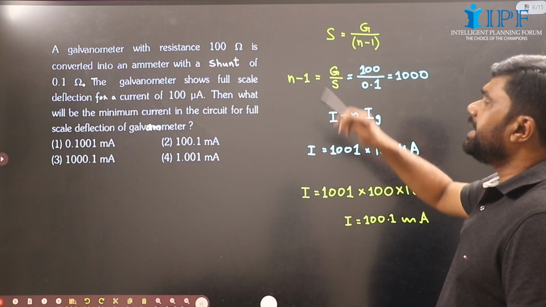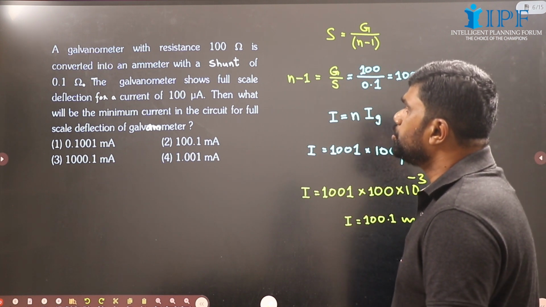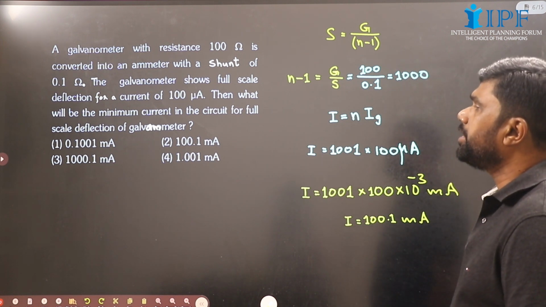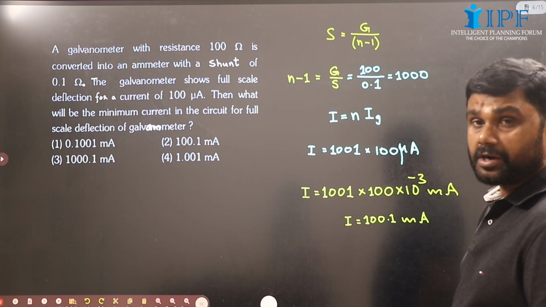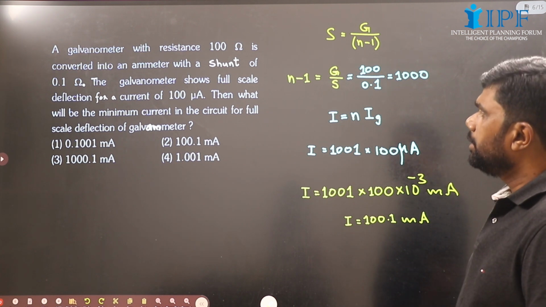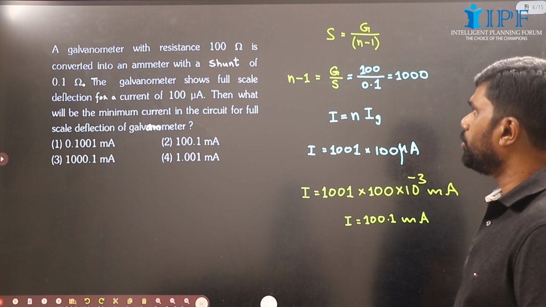Okay. A galvanometer with a resistance 100 ohm is converted into an ammeter with a shunt of 0.1 ohm. The galvanometer shows full scale deflection for a current of 100 microampere. Okay. Then what will be the minimum current in the circuit for full scale deflection of galvanometer?